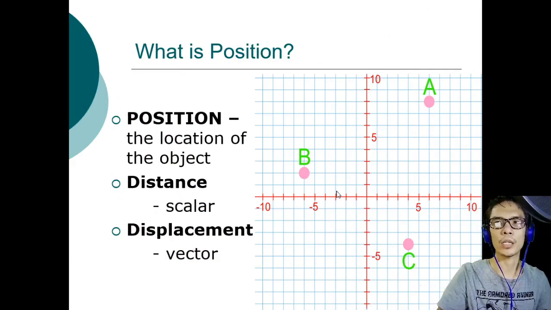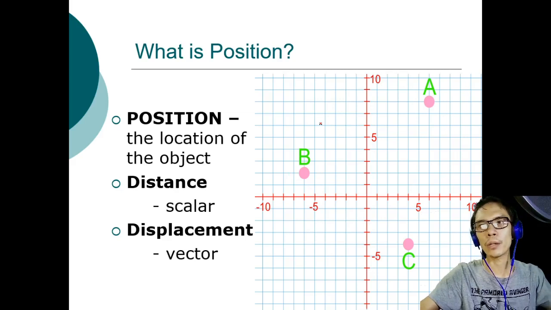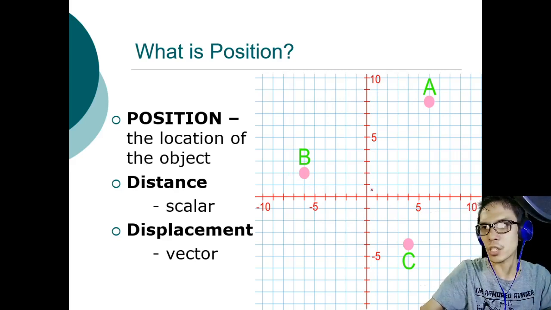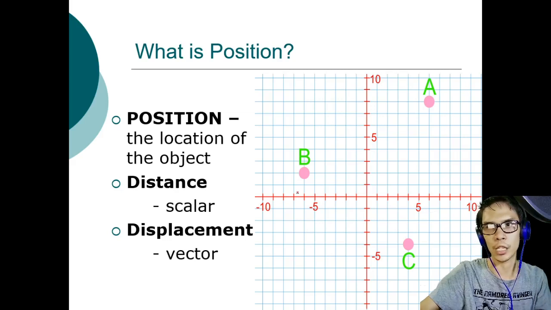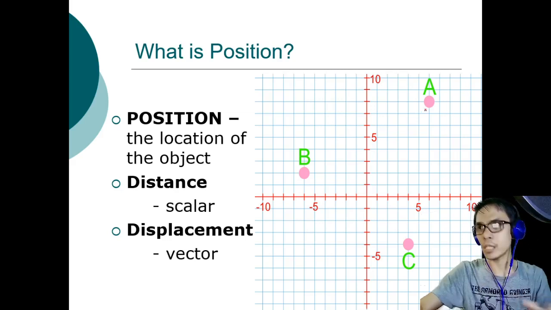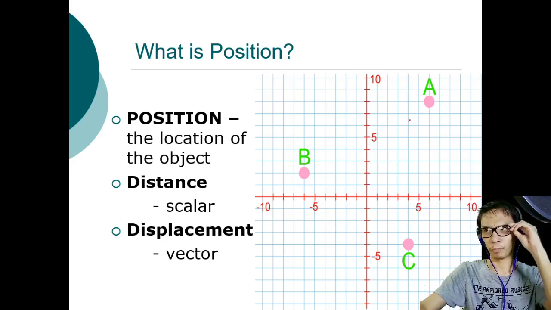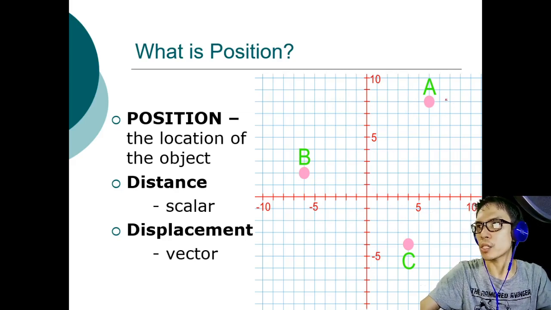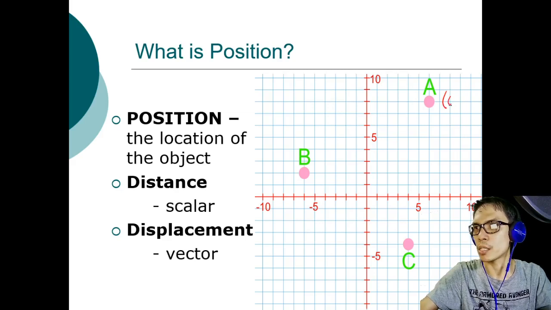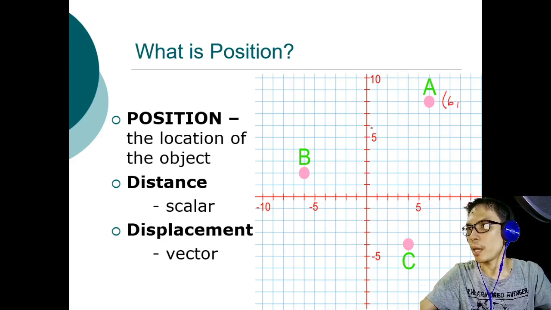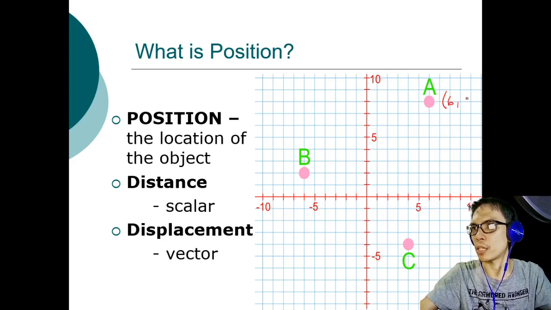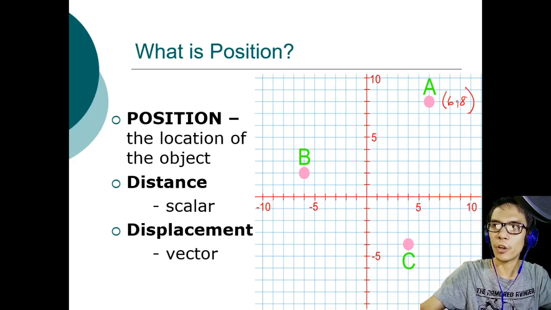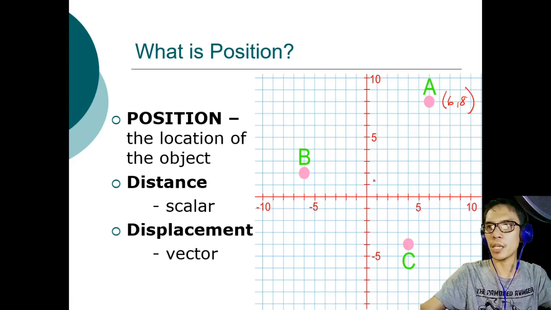In order to visualize what a position is all about, if it is a distance, we have certain points in your Cartesian plane that we can use as a distance. For example, what is the distance of point A? We can say that the distance of point A is 6, 8. So that is the coordinate. This is the coordinate of point A, 6, 8.